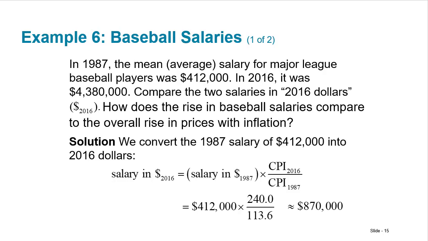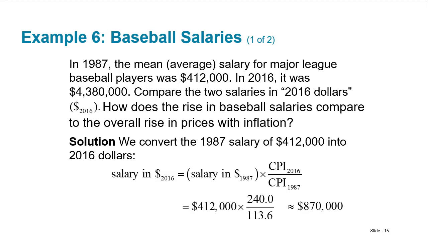So here's an example, baseball salaries. In 87, the average salary for Major League Baseball players was $412,000. It's a lot of money back in 1987. It's a lot of money even today. In 2016, it was 4.38 million. Wow. Compare the two salaries in 2016 dollars. How does the rise in baseball salaries compare to the overall rise in prices with inflation?